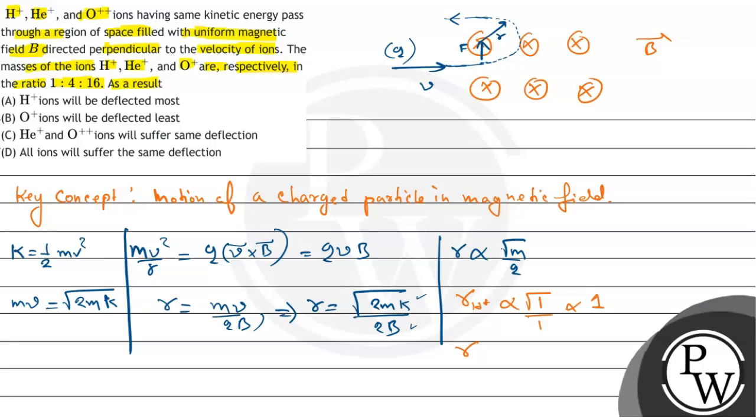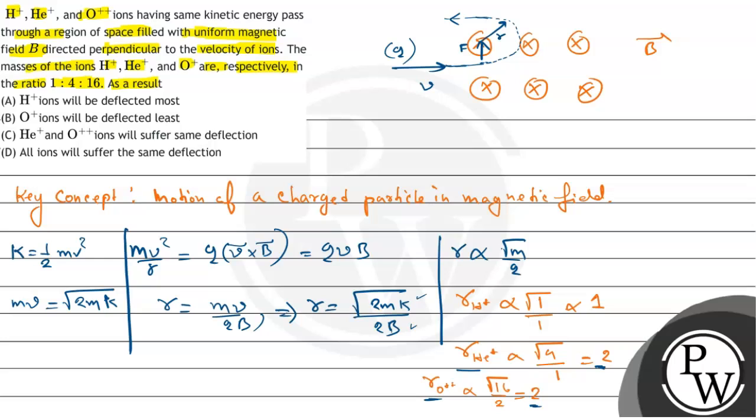Now the radius of He plus will vary as root over 4 by 1, right? That is equal to 2. And the radius of the O2 plus will vary as root over 16 by 2, that is also equal to 2. That means the radius of the circular path of He plus and O2 plus is 2.